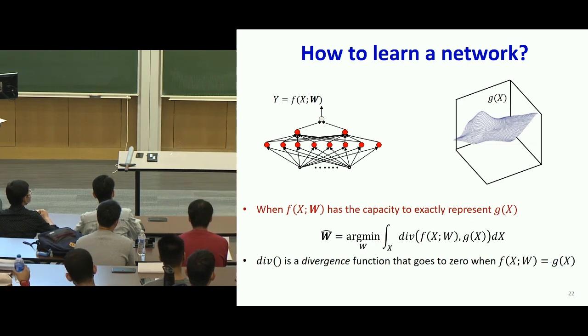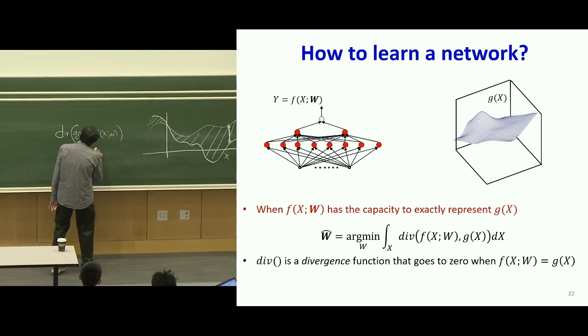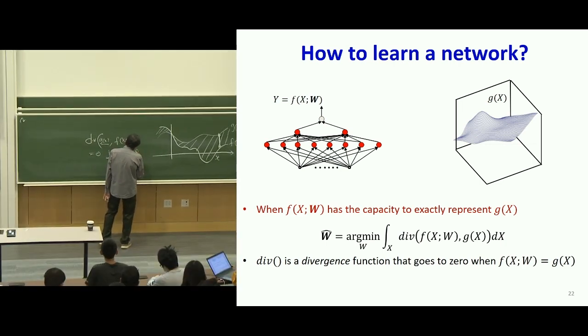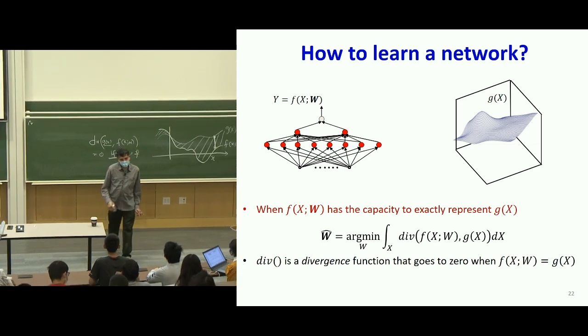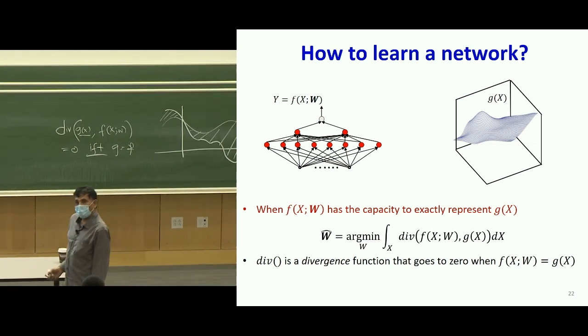Perfect, right? This must be zero if and only if g equals f, at any given x. This is one property that we need to have. What other property? Can somebody else give me a property?